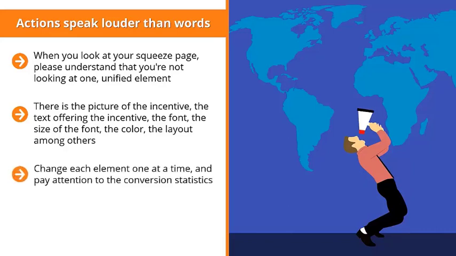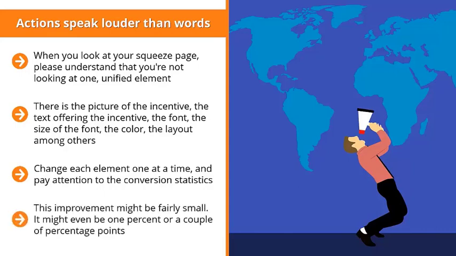Change each element one at a time and pay attention to the conversion statistics. Make many different variations, and then test these variations against your traffic. You should quickly see that at least one variation has a higher conversion rate than others. The improvement might be fairly small. It might even be 1% or a couple of percentage points. That's okay. You need to isolate that variation and make more variations of it.